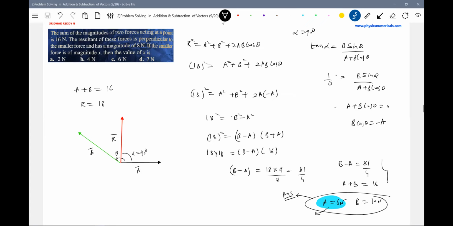So what I am doing almost immediately after reading the question is going for a diagram, then looking at the diagram for what are the known things and unknown things. We write the equation, then take help of mathematics to simplify. That is the only method available to solve this problem.